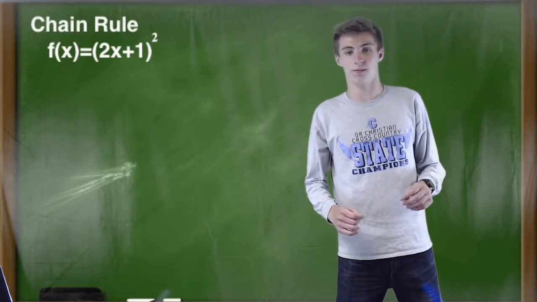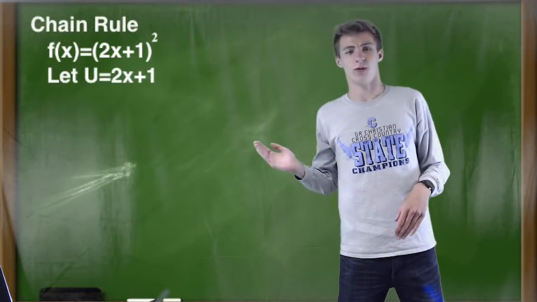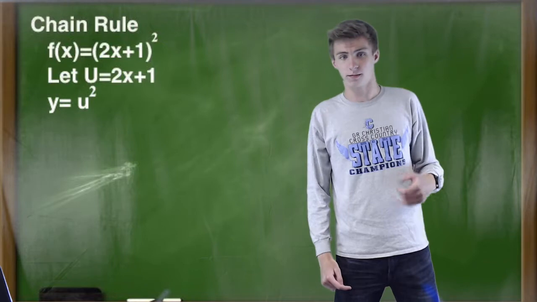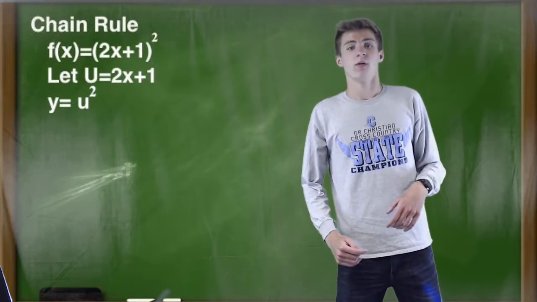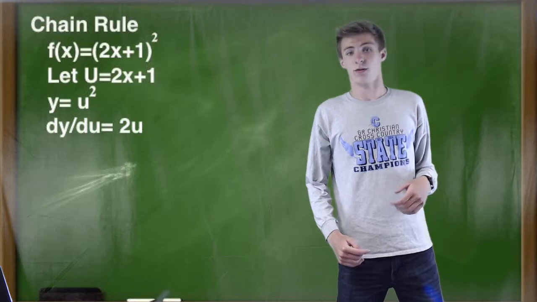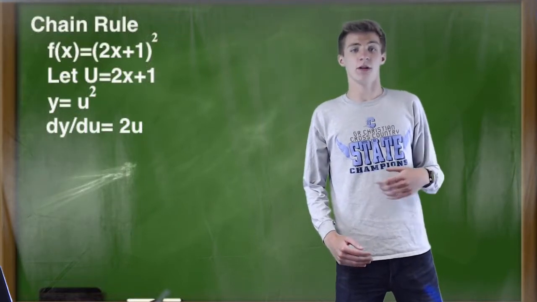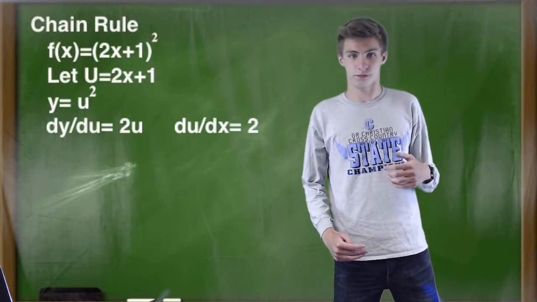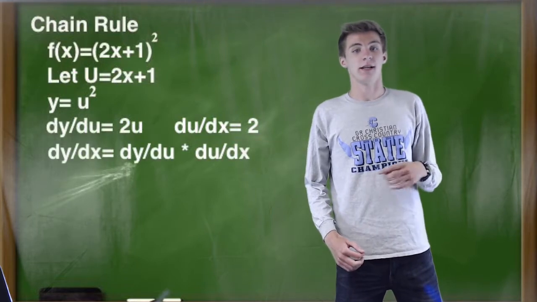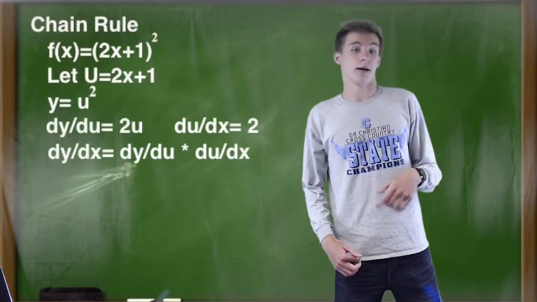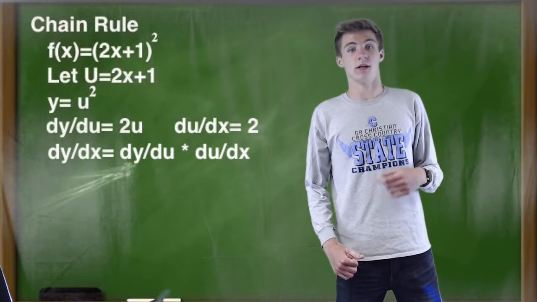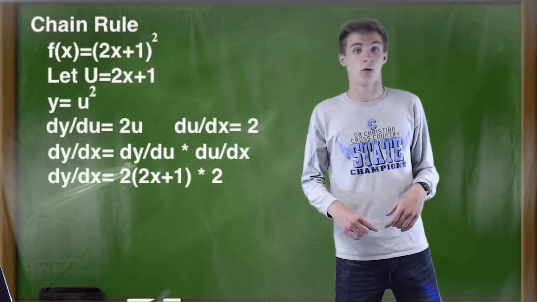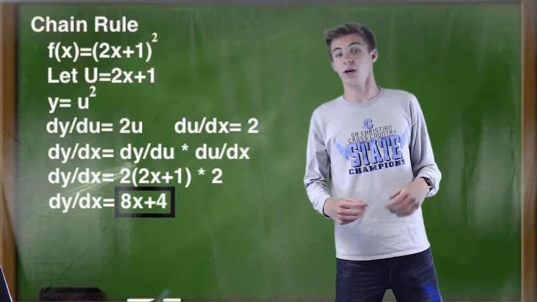First, we let u = 2x + 1. Now our new equation is y = u squared. And by the power rule, we are able to get dy/du = 2u. Now let's take the derivative of u with respect to x. And now we get du/dx = 2. With algebra, we get dy/dx = dy/du times du/dx, leaving us with dy/dx = 2 times the quantity 2x + 1 times 2, or 8x + 4, the same answer we got without the chain rule.